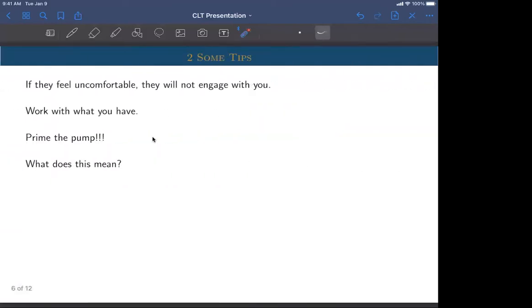If they feel uncomfortable, they will not engage with you. So this is one thing that I've definitely learned and I'm still working on, right? It's learning to work with what you have. Us being in an online setting, there are things obviously that we're not able to do that we were able to do in a face-to-face atmosphere, especially being able to have that interaction with students. But being able to work with what you have is also really important.